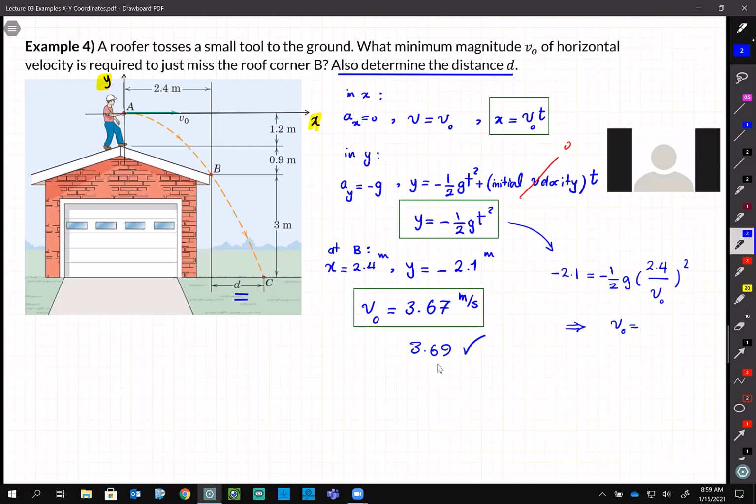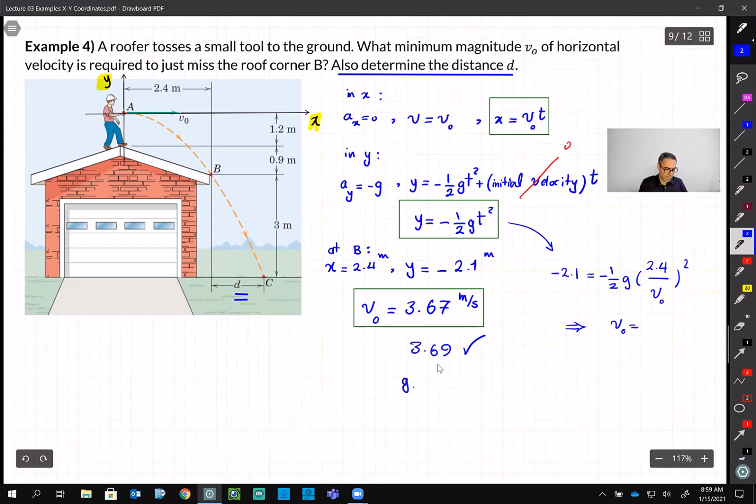What did you take as g? 9.81, right? Yeah, g is always 9.81. Okay, but I will check it later. I guess I did it once in my calculator like that. Okay. Thank you so much. That was all for me. Yeah. Have a good day.